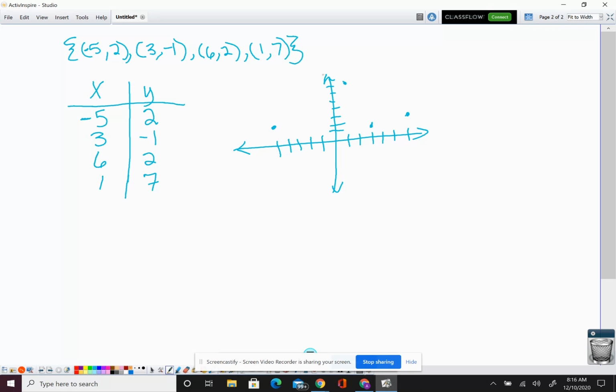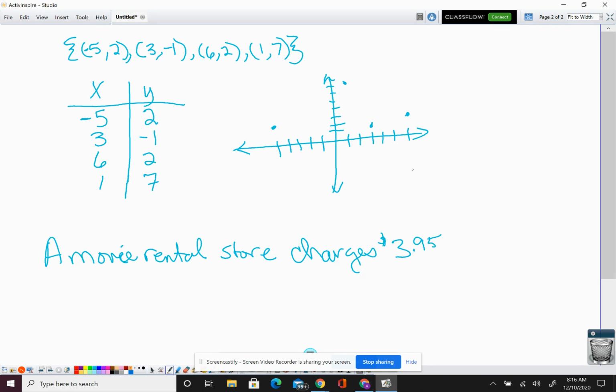Okay. So a movie rental story. A movie rental store charges $3.95 per movie rental. Can you create a table that will tell me how much you're going to be charged for X number of movies?